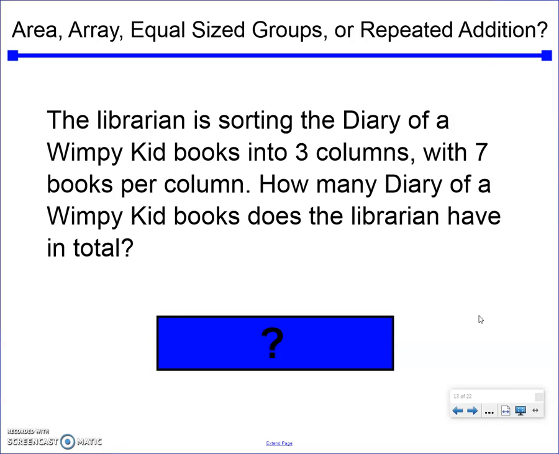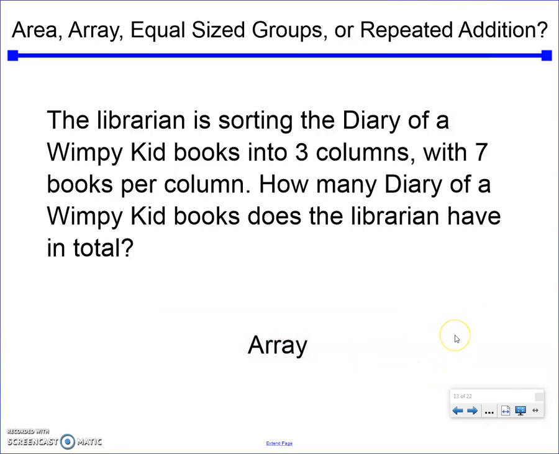You're right. I thought this one might trick you because it says columns instead of rows, but you know that rows are just columns that go up and down. This is an array problem with physical items, books, arranged into columns.